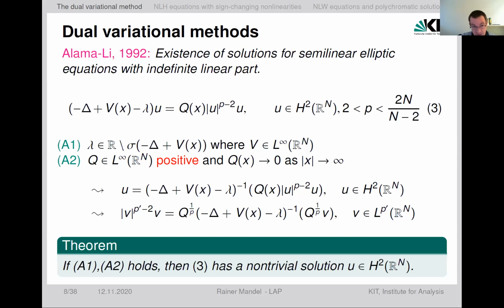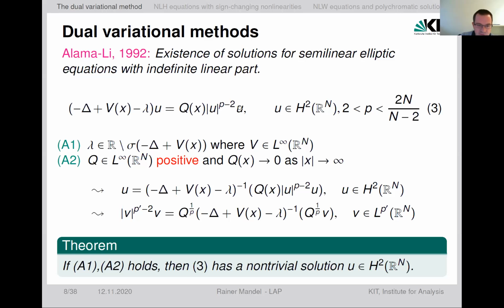This dual method was used by Alama and Lee in the context of Schrödinger equations on the full space. And here, the main feature of their problem is that this lambda is not small, but can be large, in the sense that lambda can really be in some spectral gap of this operator. So it's not necessarily below the spectrum, but in a spectral gap. And in this case, you have a strongly indefinite linear operator that can be removed by using this dual strategy. And that's precisely what they did.